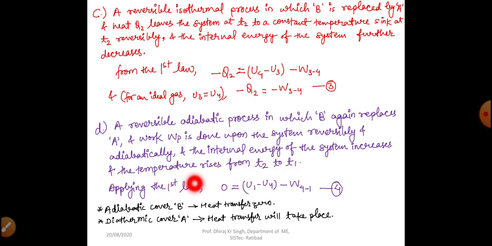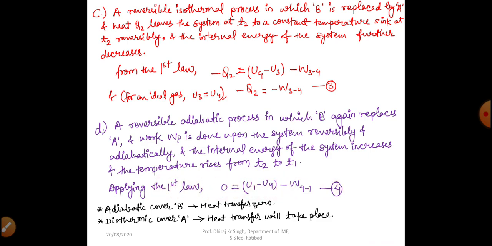Then after applying the first law of thermodynamics, we know this is an adiabatic process, so heat transfer will be 0. So U1 minus U4, final internal energy minus initial internal energy, minus W41, because work is done upon the system. So we will take work as negative. So adiabatic cover means heat transfer is 0, and dithermic cover means heat transfer will take place.